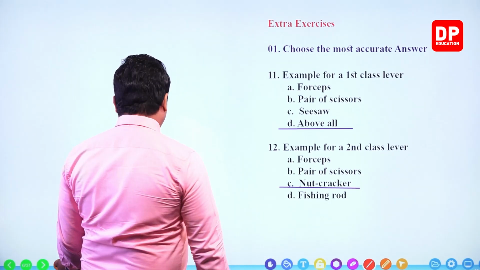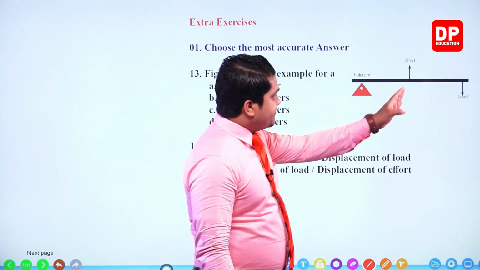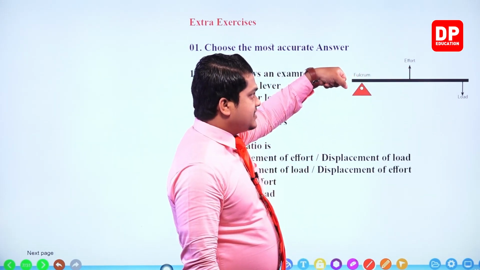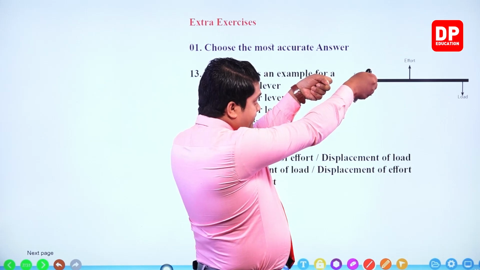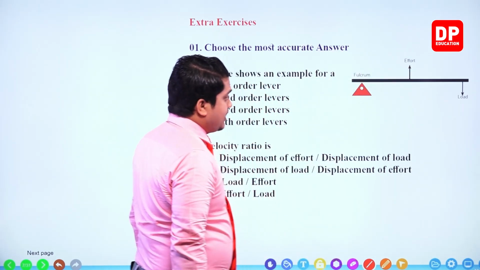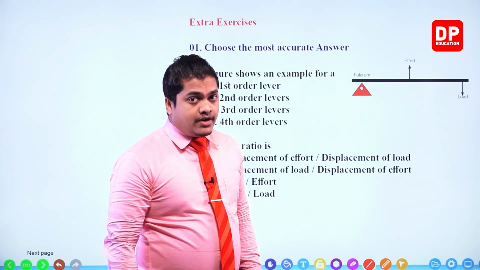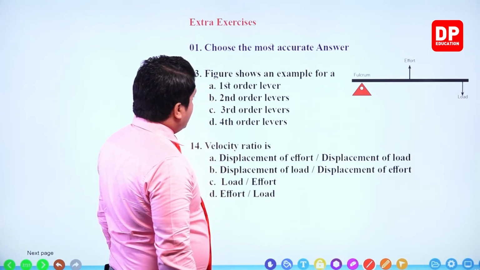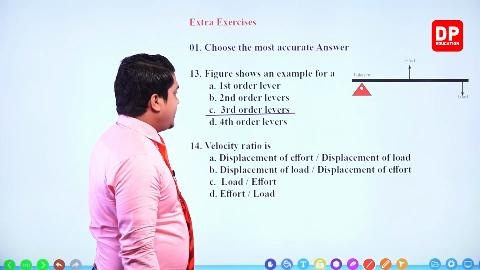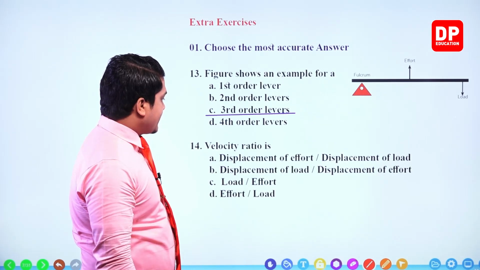Next one. The figure shows an example where the effort is at the middle, and the load and fulcrum are at the two ends. This is like a fishing rod, right? Effort is at the middle, and the load is at the other far end. So this is a third order lever. First order, second order, third order lever. Fourth order, there is no such thing, right? There are only three orders. So the answer should be third order lever.